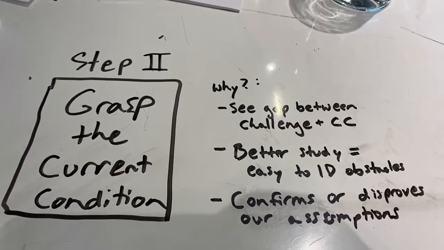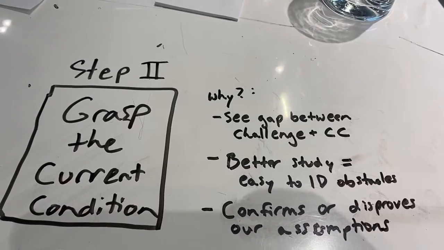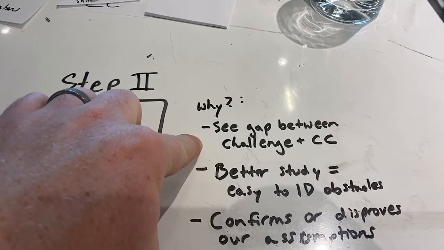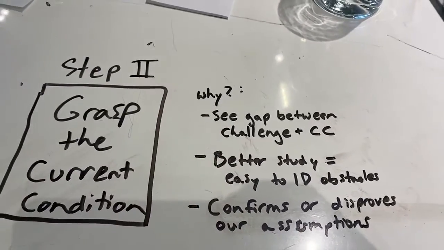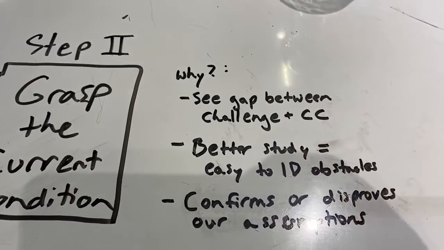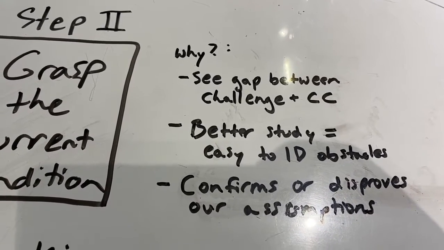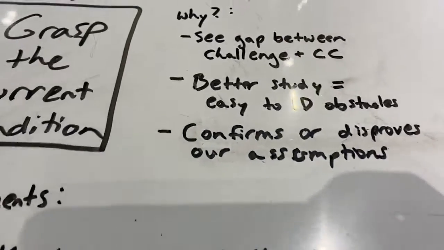In this video, we're going to go deeper on grasping the current condition. Grasping the current condition. So why do we do this? It's our way of seeing the difference between where we want to go in the challenge and where we're at today. A better, deeper study makes it way easier to find obstacles that are in the way of us reaching the target condition. And also confirms or disproves our assumptions.